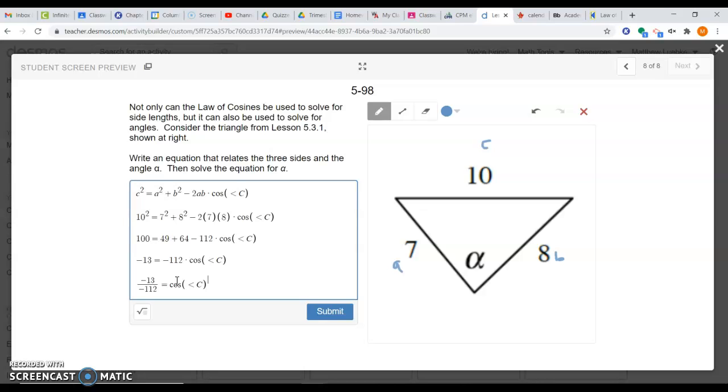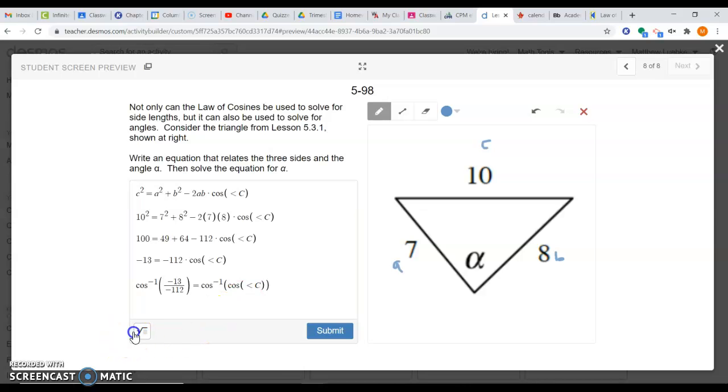So to get rid of the cosine, I'm going to use its inverse operation, and the inverse operation to cosine is cosine inverse. So I'm going to take the cosine inverse of both sides. So I'm going to take the cosine inverse of the side here, and I'm going to take the cosine inverse of this side over here. Okay? What happens on the right side here is the cosine inverse and the cosine cancel each other out, so I'm just left with angle C, which is what we want.